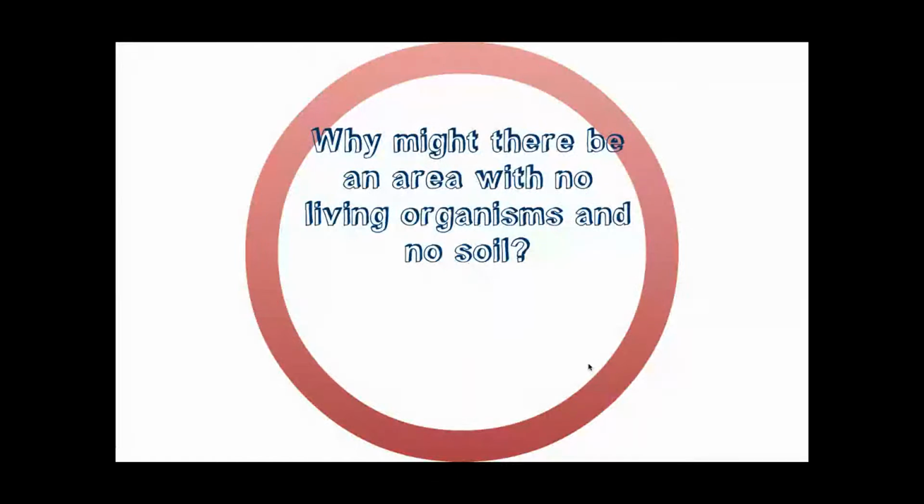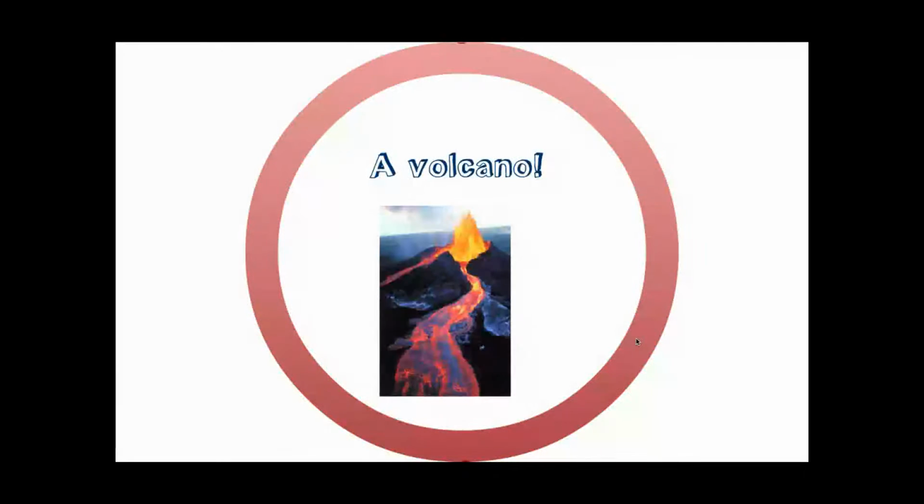First thing is, where does this occur? Why might there be an area with no living organisms and no soil? And the answer is always going to be natural disasters, and specifically in primary succession, it's going to be caused by a volcano. That's actually the only instance I can think of where primary succession might happen today, because everything else either has soil or doesn't support living organisms, like a parking lot. That has no organisms and no soil, but nothing's really going to grow there. But a volcano is a perfect example of this.